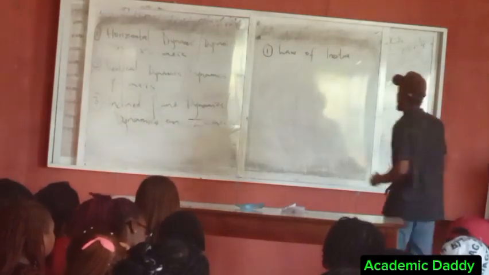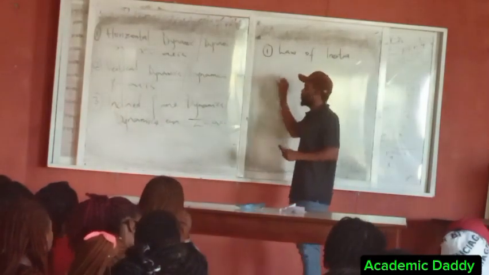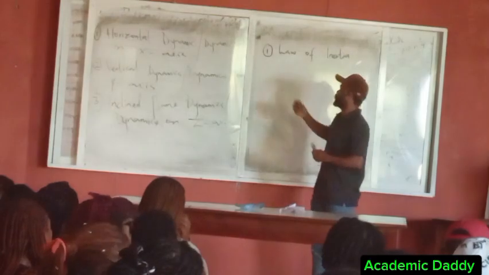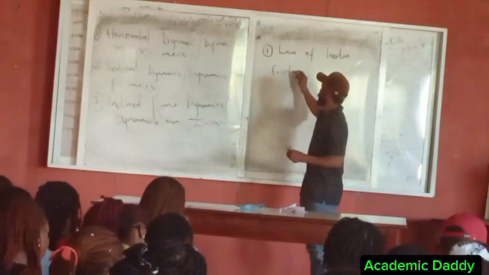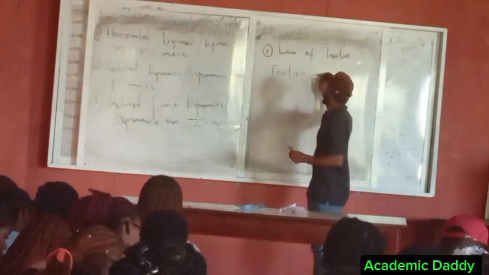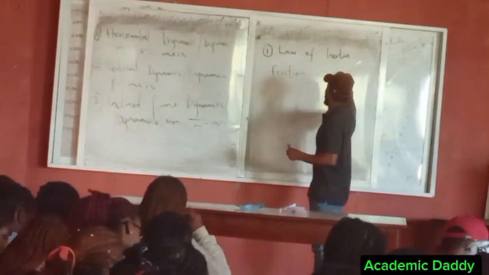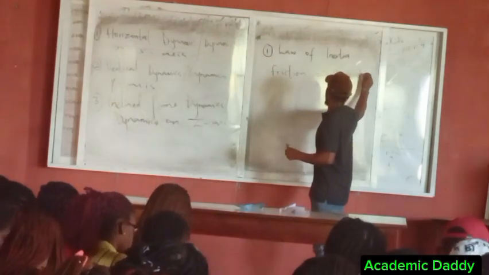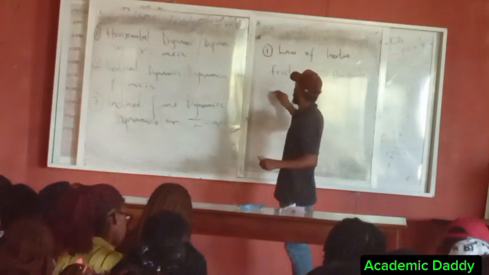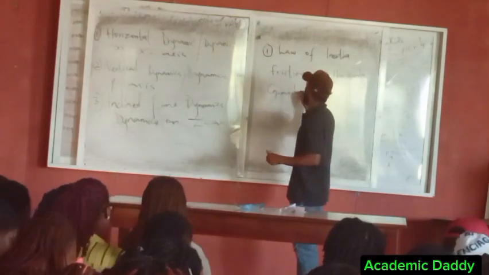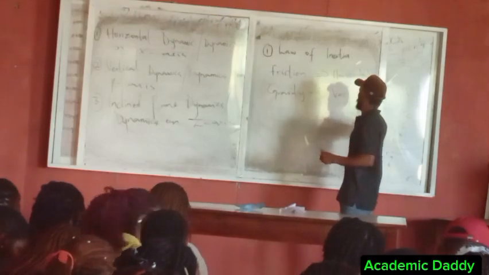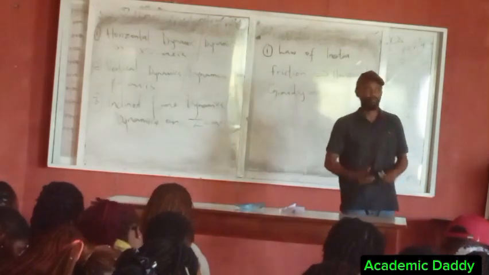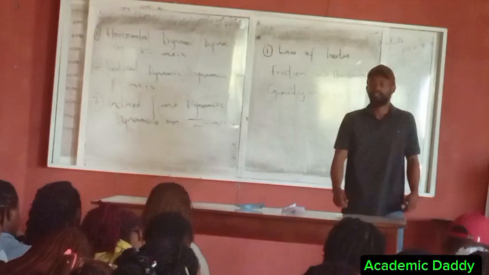So I normally tell my students that the short form, or the simple thing to get from this first law, is simply that friction is to the horizontal force what gravity is to the vertical force or vertical motion. Are you getting it? Yes.